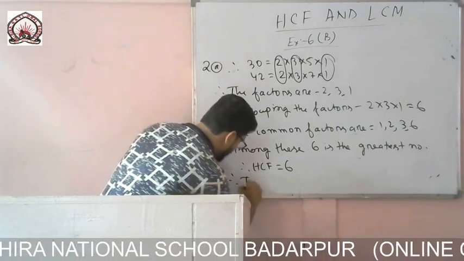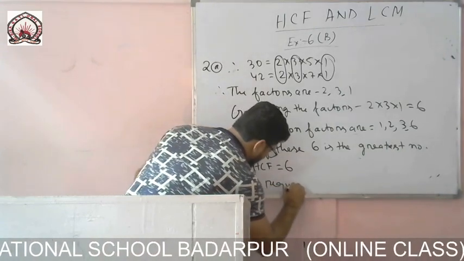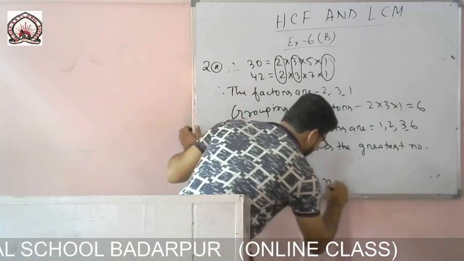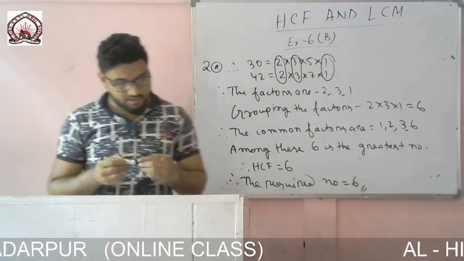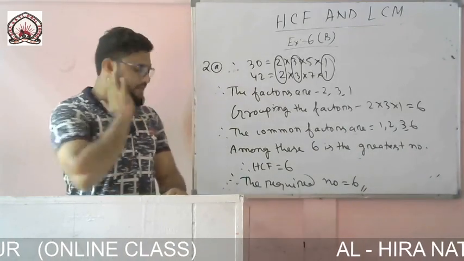Therefore, the required number equals what? 6. Okay. Now question number 2b.